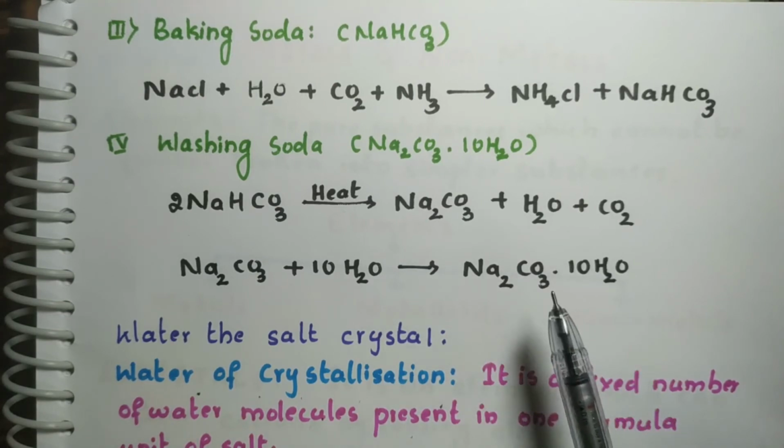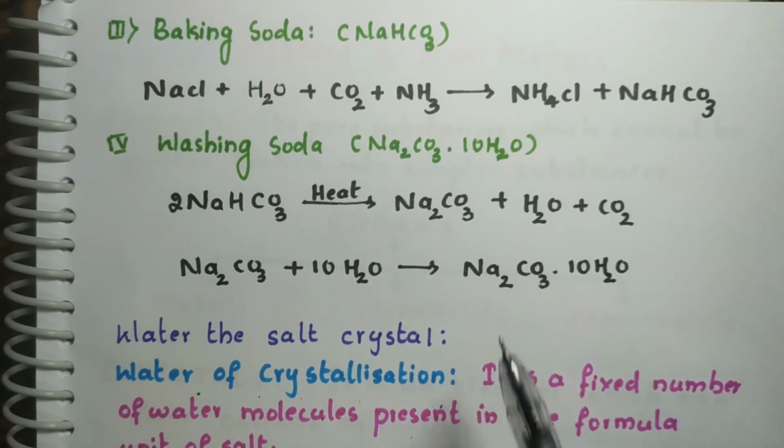What is the use of washing soda? Washing soda can be used in the soap making industries, and also it is used in the glass and paper industries, and also it is used in the removal of hardness of the water. It is used in the preparation of borax also.